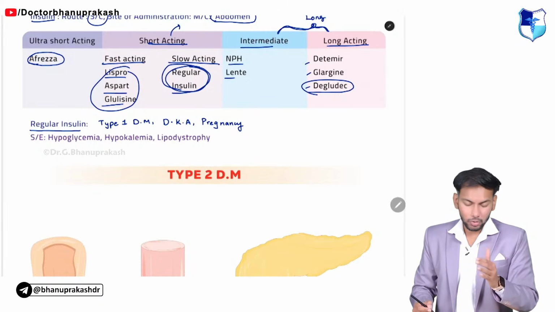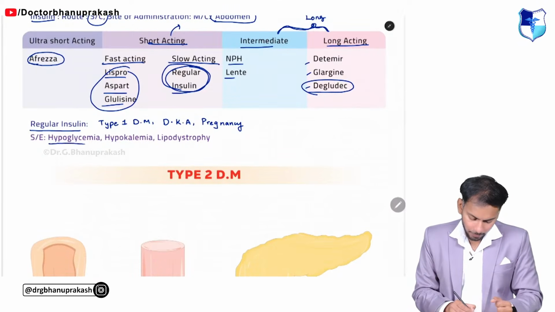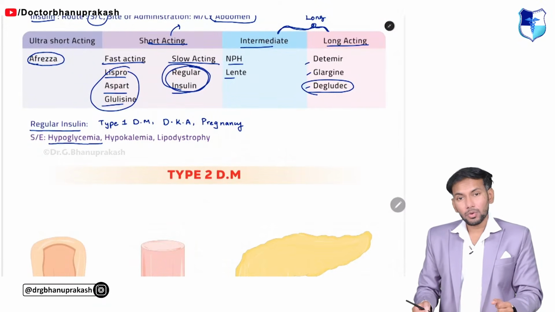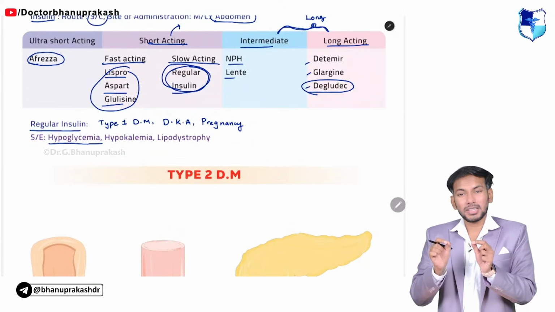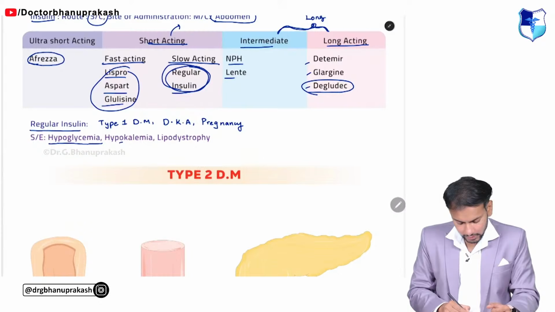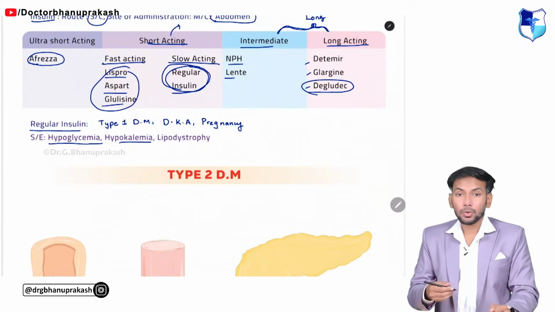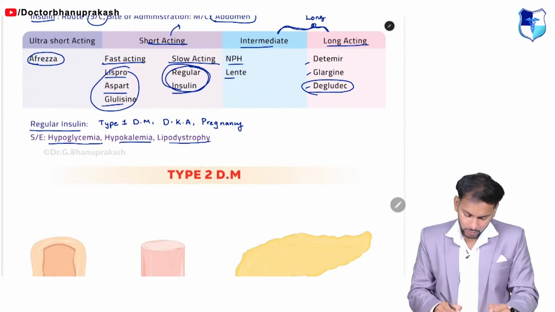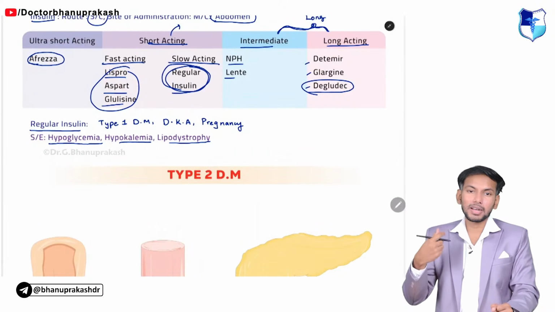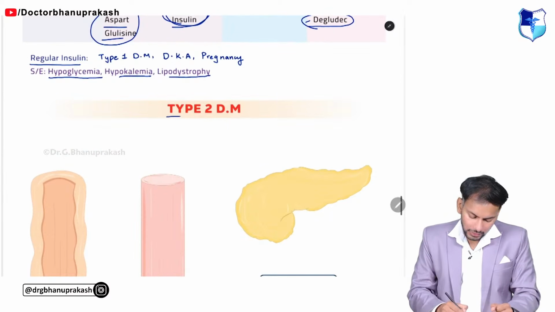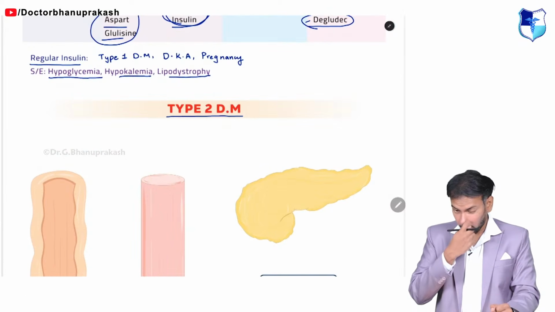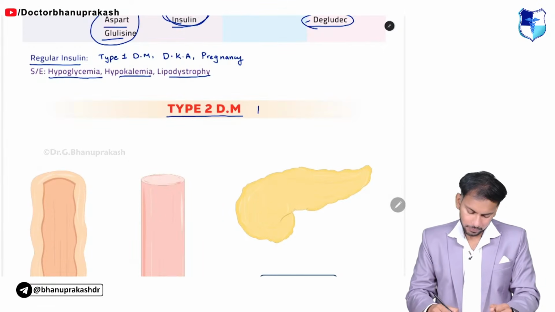Obviously, when you give insulin, sugar levels are going to decrease. This will cause hypoglycemia. Yes, along with glucose, potassium will also go inside the cells. So, potassium in the blood will decrease. That is what is known as hypokalemia. And it can also cause lipodystrophy. That is the reason why you have to alternate the sites of injections with insulin. Now, coming to the type 2 diabetes mellitus, the problem here is insulin resistance.